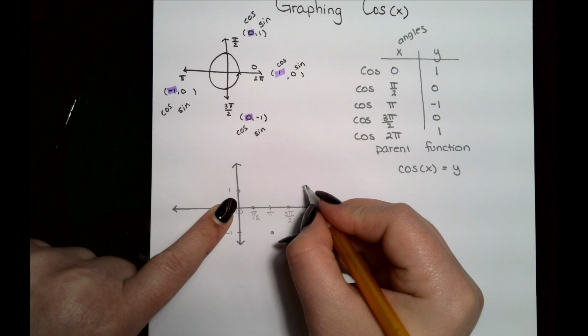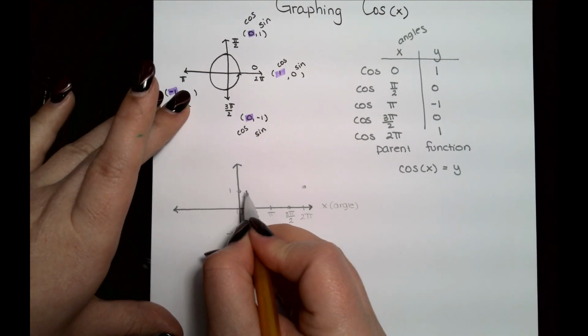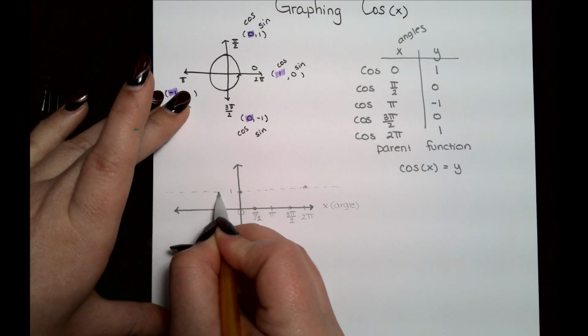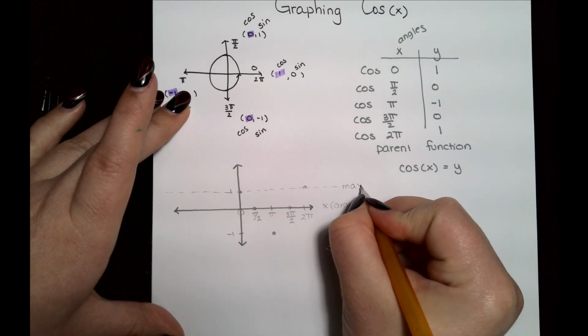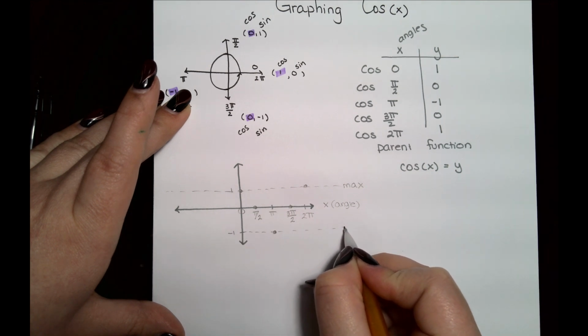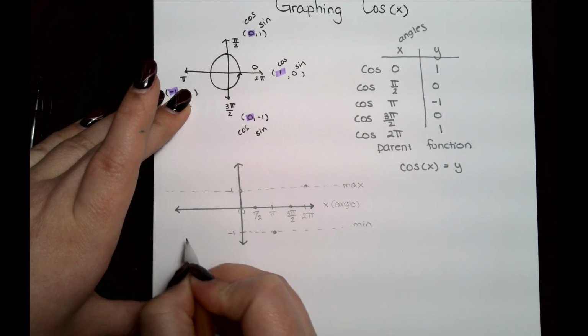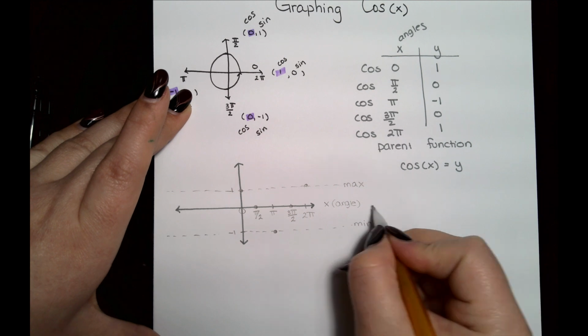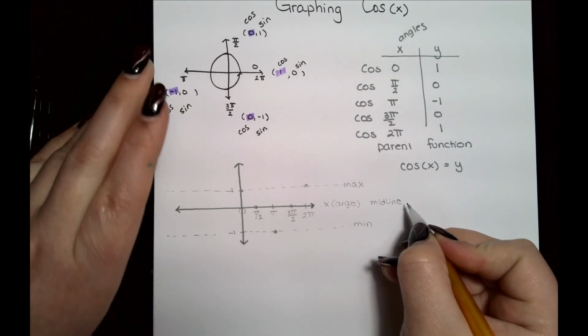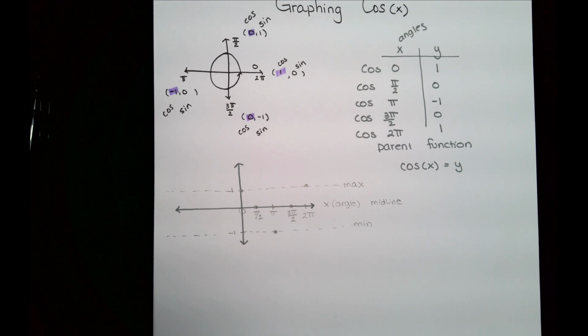And what you'll notice is we have, I'll do a little dotted line, this is not an asymptote. This is our maximum value on a cosine, and this is our minimum value on a cosine. And then we do have a midline. Now again, this is our basic parent function, so with transformations, our maximum, our minimum, our midline will change. So will our start, our end, and our distances.